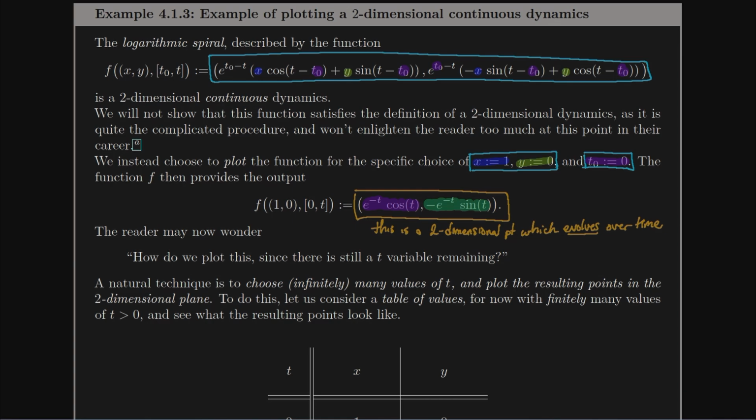To get a representation of this, I'm going to choose a specific number, right? We would love to choose infinitely many values of t, but we don't really know how to do that. So instead, we're just going to choose finitely many values for t, evaluate all those t's here, here, here, and here, and get a lot of values for x and for y.